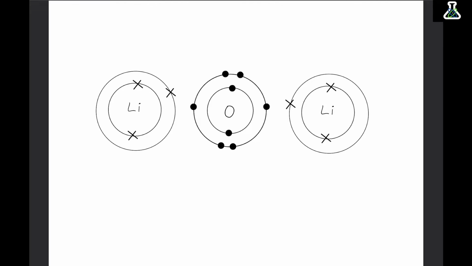Now each lithium atom can only give 1 electron because it only has 1 in its outside shell. So oxygen needs to bond with 2 lithium atoms to get its 2 electrons. So this lithium gives 1 electron to the oxygen, and this lithium gives 1 electron to the oxygen, meaning that oxygen gains 2 electrons, forming a 2- charge. Each lithium loses an electron, so it forms a +1 charge each. So we have 2 lithiums, so we have Li2 and 1 oxygen, which is O. So that is this ionic compound.